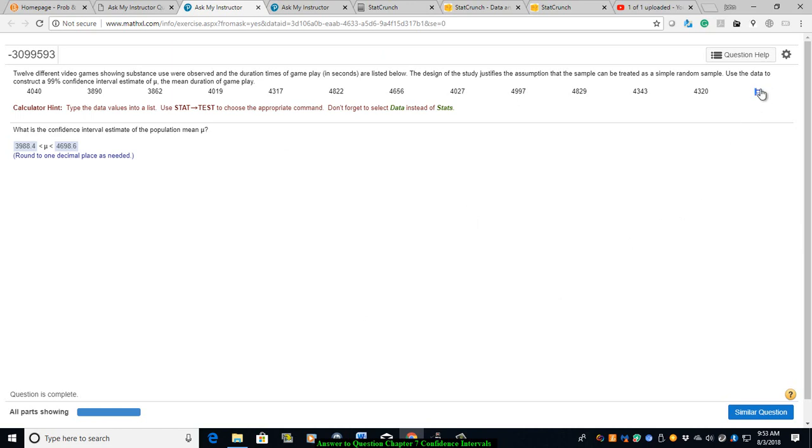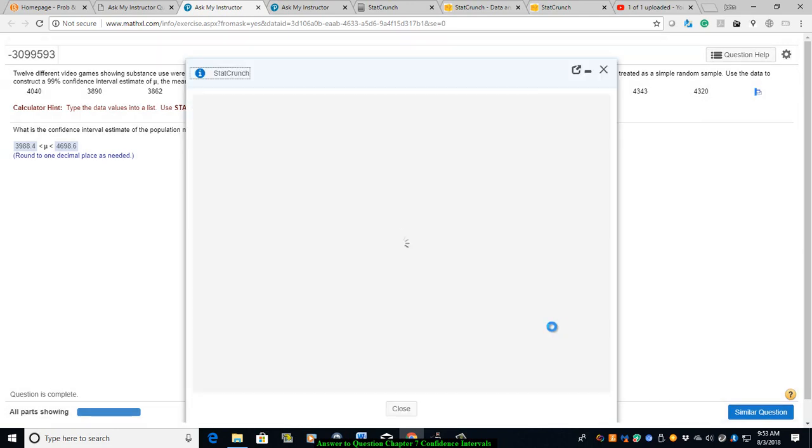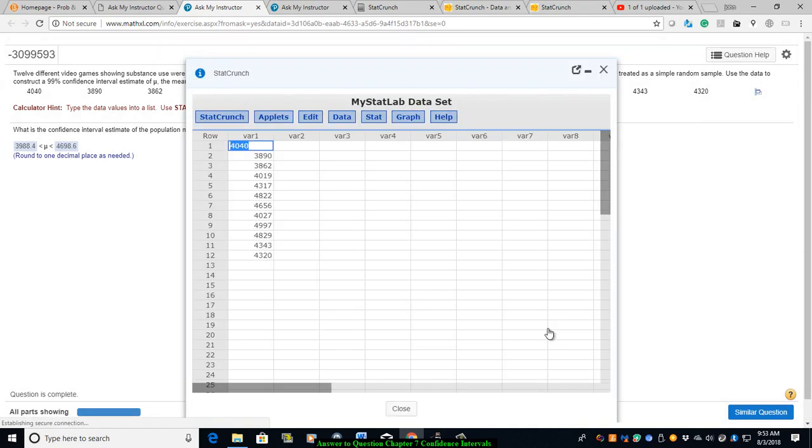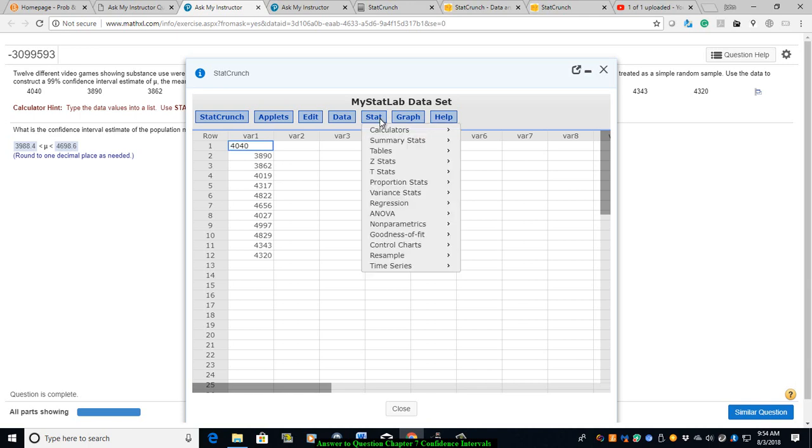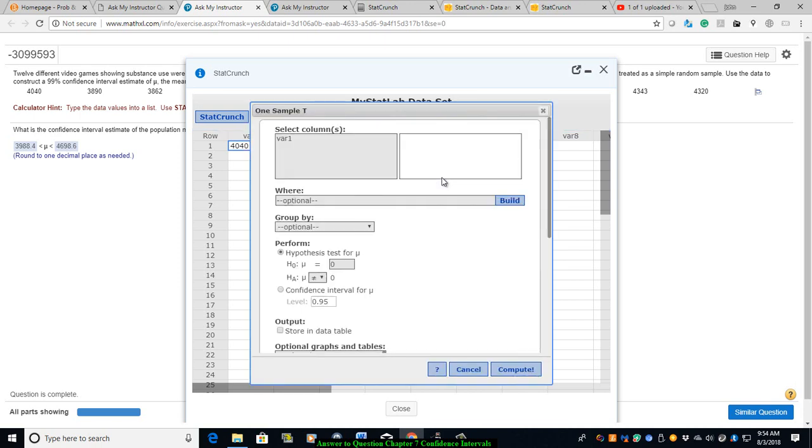Another way you could do this is through StatCrunch. Let me open this in StatCrunch. Now let's look at this. It gives us this right here. I'm going to try to do it first just directly. So I'm going to go to Stat, go to T-Stats, go to One Sample, and I'm going to go with summary. No, I'm sorry, with data.